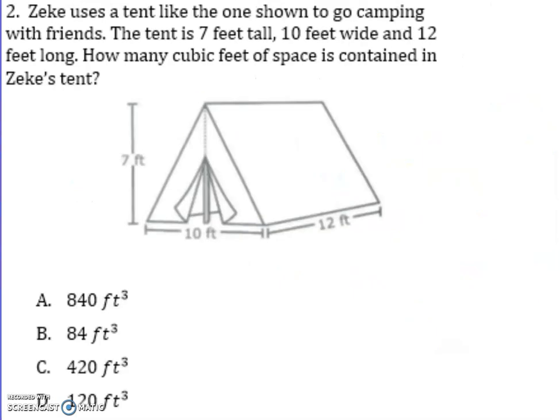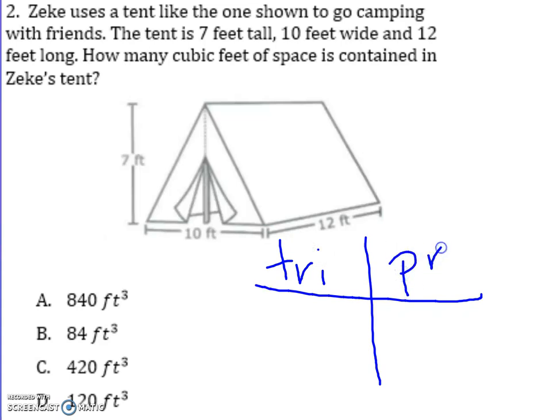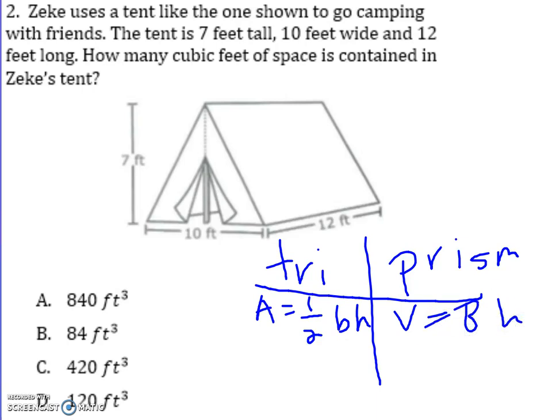On number 2, it says Zeke uses a tent like the one shown to go camping with friends. The tent is 7 feet tall, 10 feet wide, and 12 feet long. How many cubic feet of space is contained in Zeke's tent? We're going to set up a T-chart, and we're going to have triangle on the left and prism on the right. So triangle is area equals 1/2 base times height. Prism is volume equals big B times height.